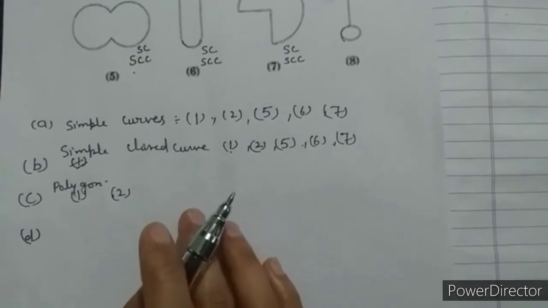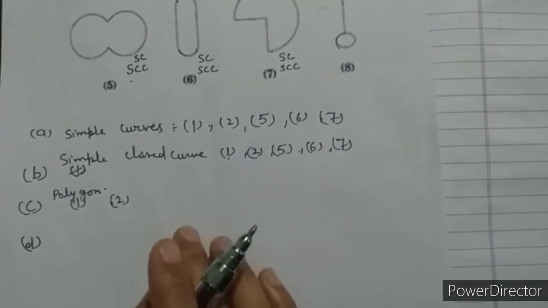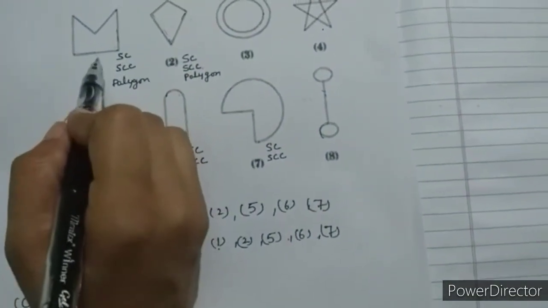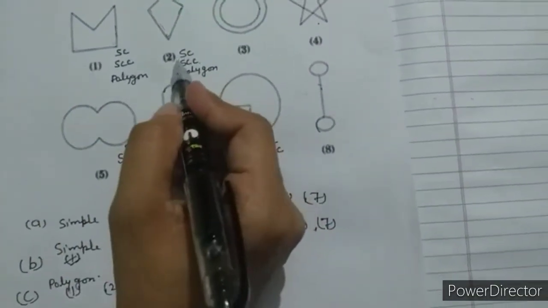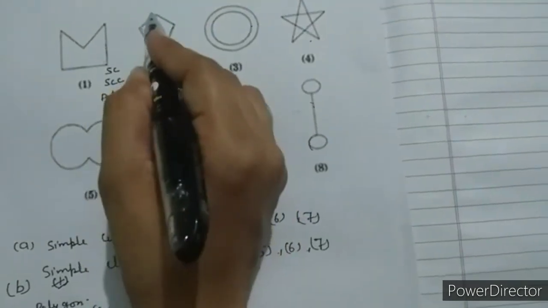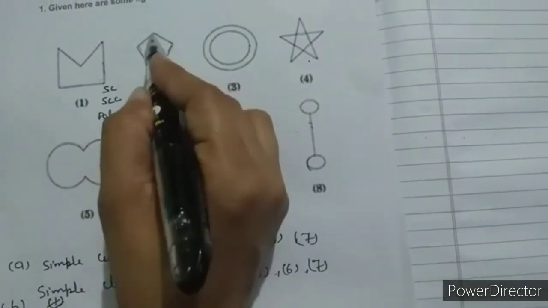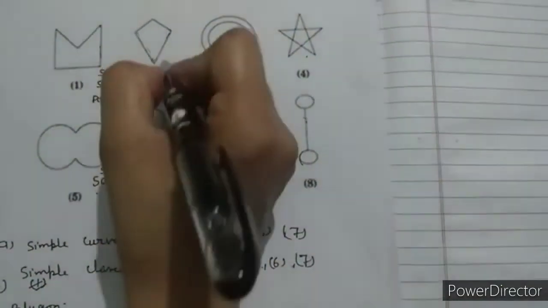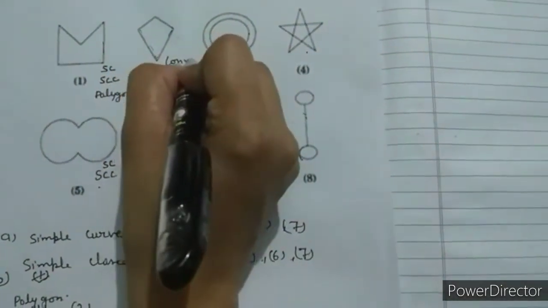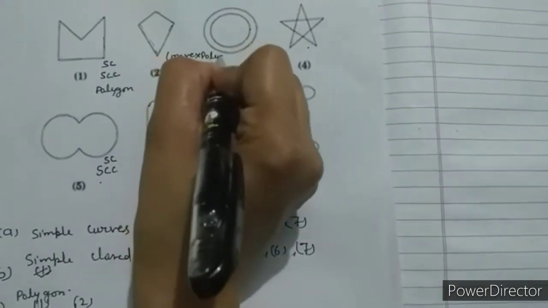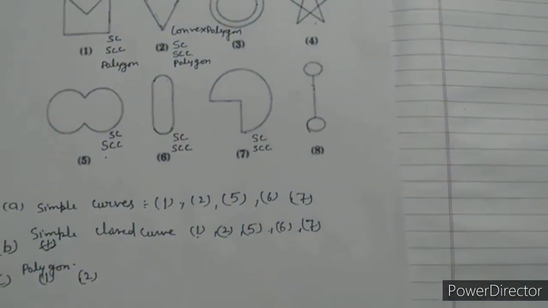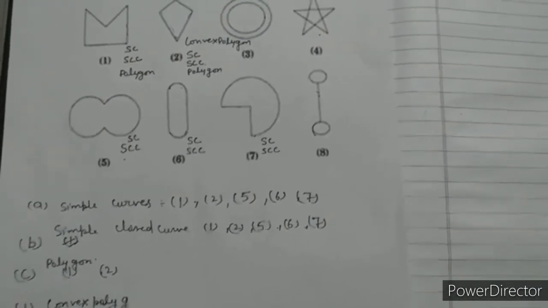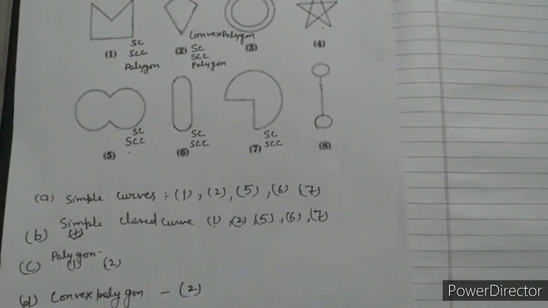And also vertices will point in the outward direction. So figure number 2, in which all vertices are pointing in the outward direction. So figure number 2 is a convex polygon. Convex polygon is figure number 2.